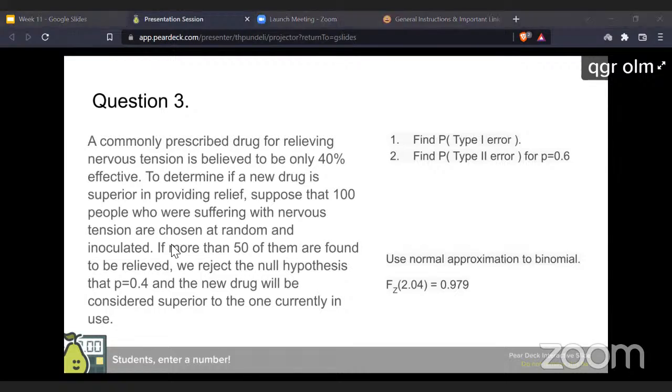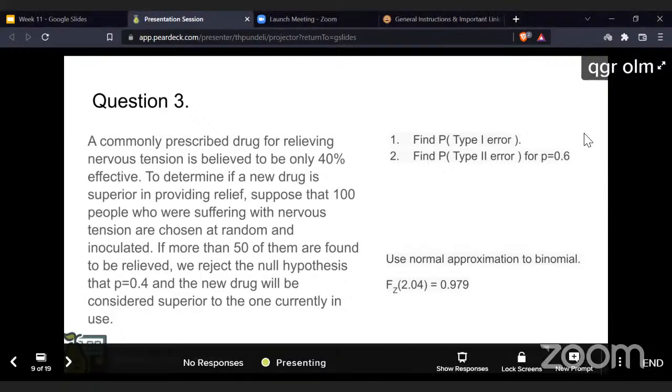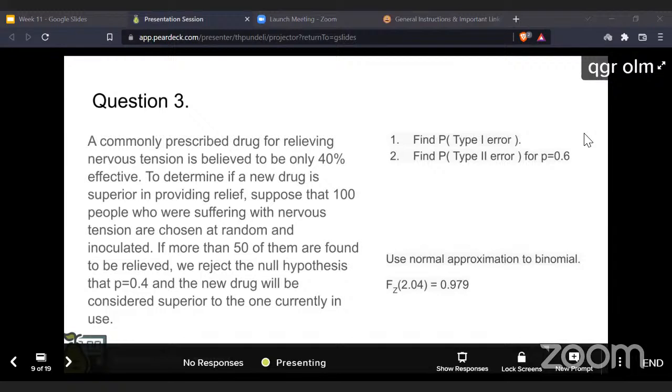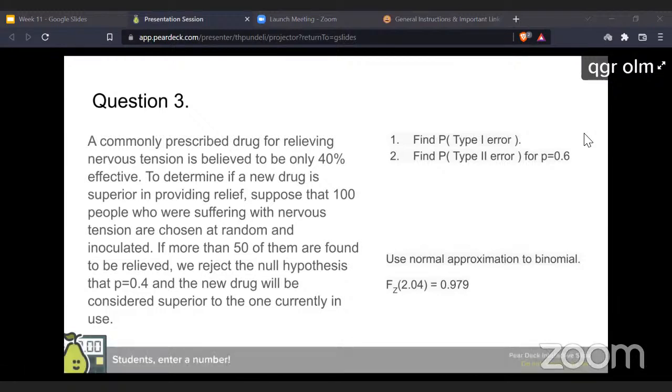But ma'am, what is C in this case? Critical value. This is given in the problem itself. You have to say it properly.